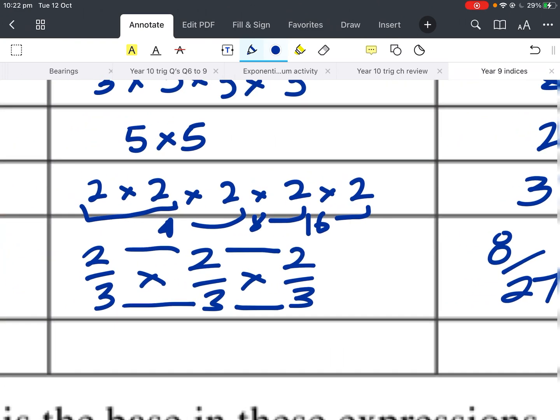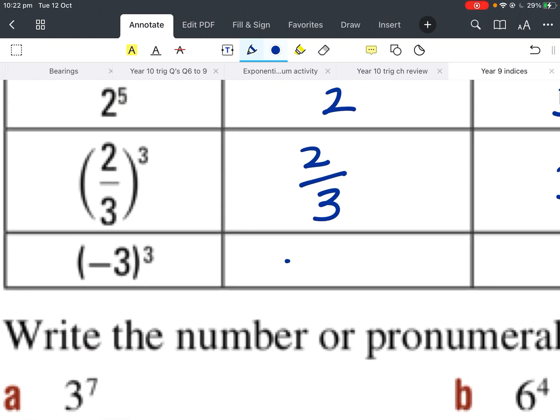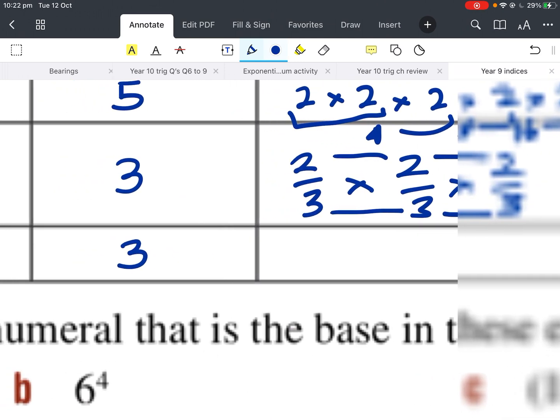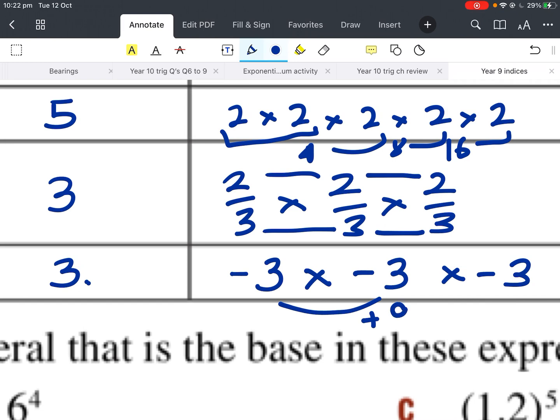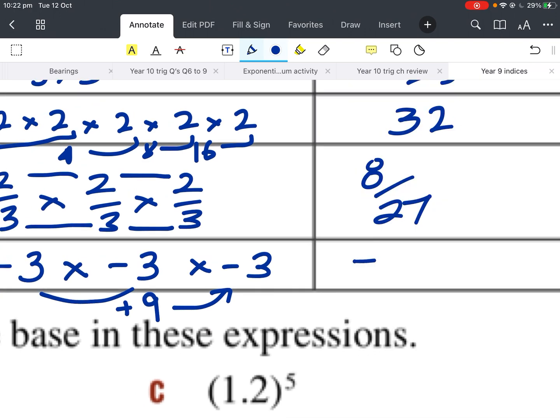Okay? And last but not least, you may have negatives. That means the base is the negative 3. The index is 3. So that means you write out negative 3 times, and we're multiplying. What's a negative times a negative? Positive. 3 times 3 is 9. And now, what's a positive times a negative? Hopefully you said negative. And 3 times 9 is 27.